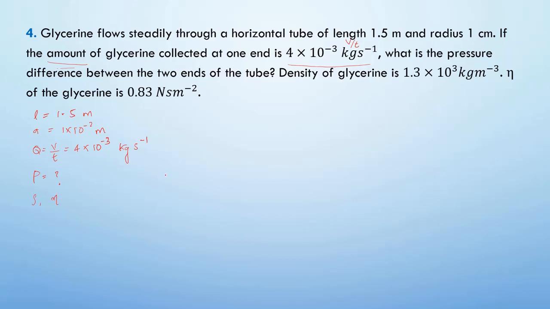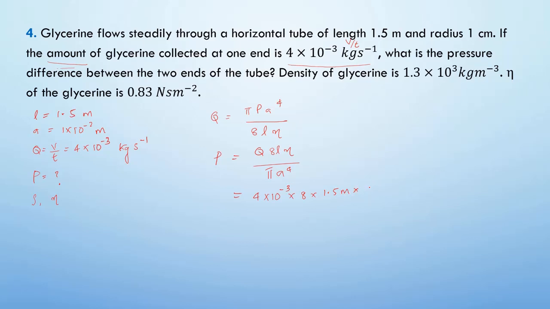So let's find the equation. We have Q, the volume rate of flow, given by pi P a to the power 4 divided by 8 L eta. So from this we can write the equation for pressure as Q 8 L eta divided by pi a to the power 4. Q is given as 4 into 10 to the power negative 3 into 8 into length, which is given as 1.5 meter.